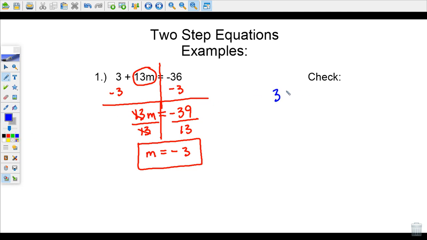Again, copy the original equation, this one right here.